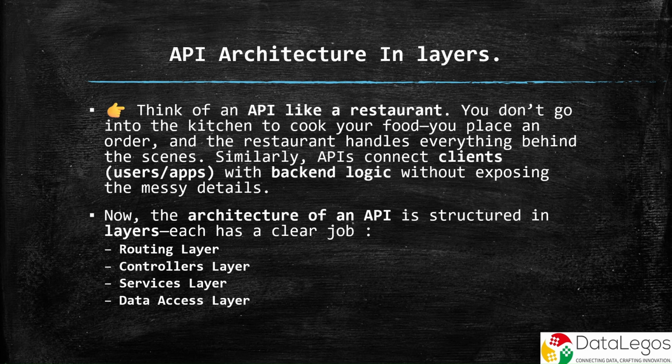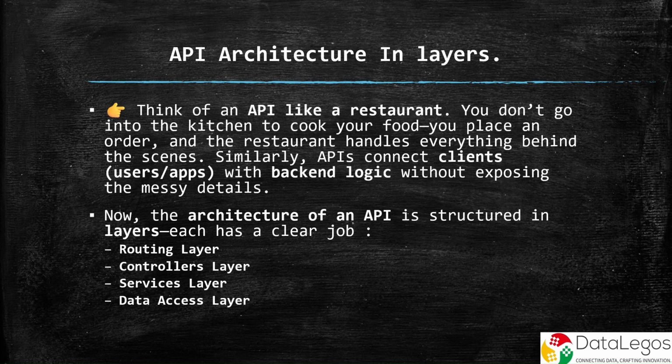Just like a restaurant has staff with different roles, an API is structured into 4 layers. Routing, the receptionist. Controllers, the waiter. Services, the chef. Data access, the storeroom. Each has a clear job, and together they make the API run smoothly.